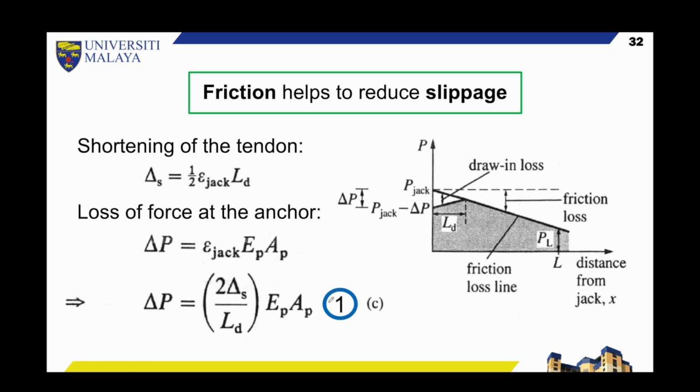And the loss of force at the anchor, when we simplify, we get equation number 1, which is this: 2 multiplied by delta S, the shortening of the tendon, divided by the overall length, multiplied by the modulus of elasticity of the steel and the area of the steel that we use. Remember that P and S are interchangeable.